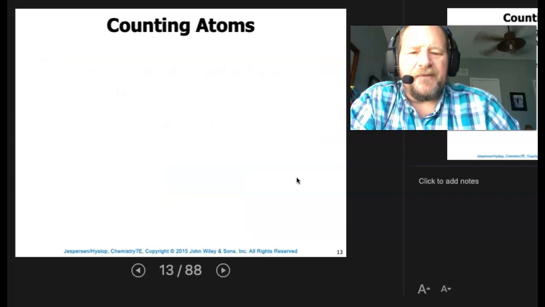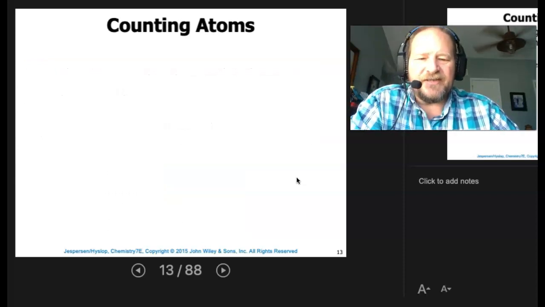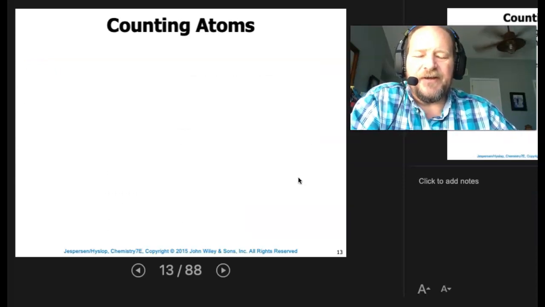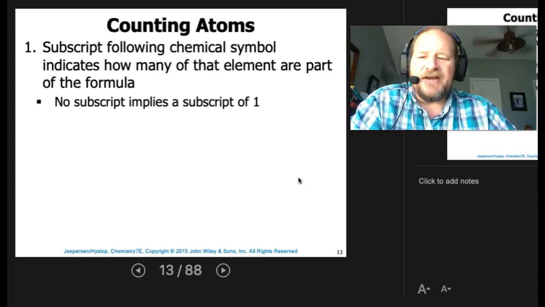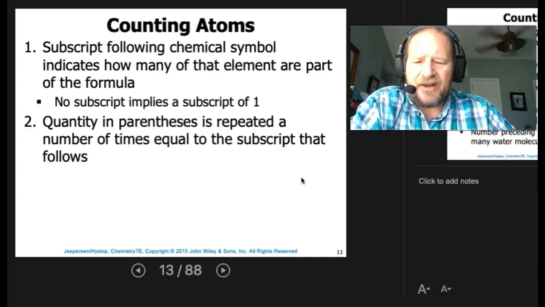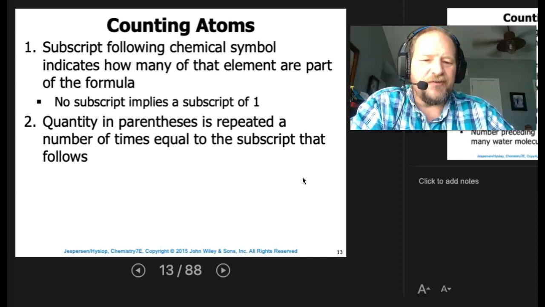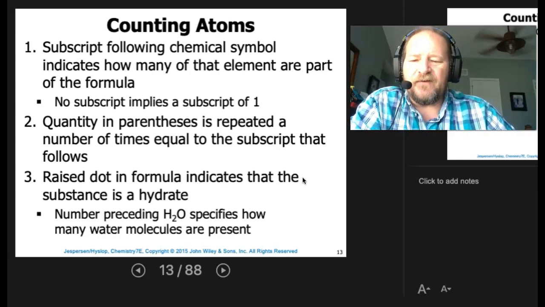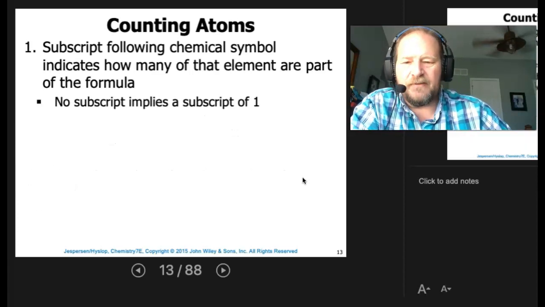Now, through all of this, you've got to be able to count those atoms. So whether it's a hydrate or whether it's a metalloid or non-metal, keep track of your atoms. We know it's the subscripts that are going to matter, right? The subscript tells us how many of each atom is in the formula, and the quantity in parentheses means it's going to be repeated twice. Kind of showed that already. And of course, if you have a raised dot, that means it's going to be a hydrate.